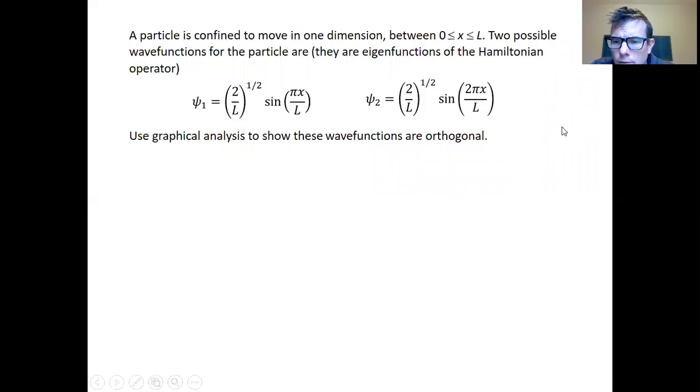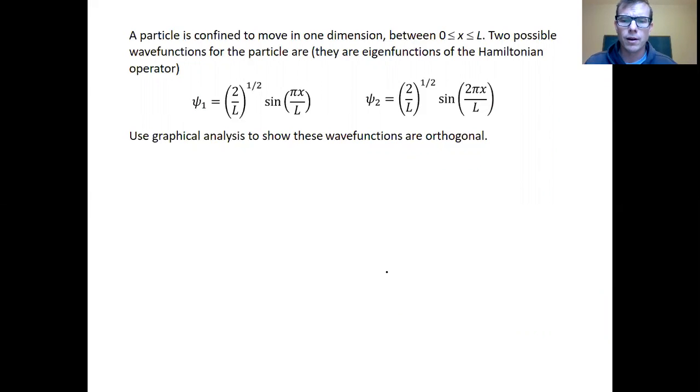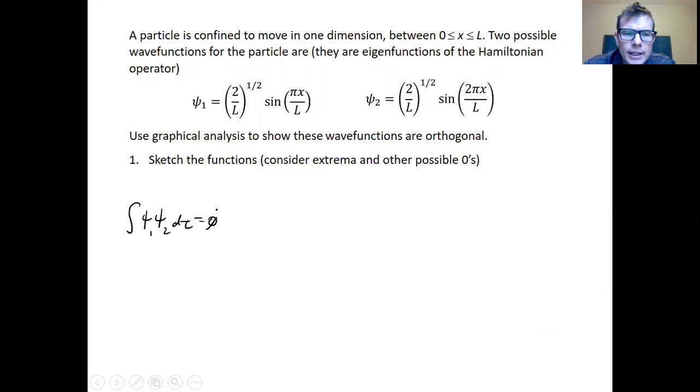Well, remember that orthogonal means that the integral of the product of these two is 0. So if I integrate psi1 psi2 over all space, I should get 0. And I can show this by making graphs. So the first thing you should do is sketch these functions and consider extrema and other possible zeros. So here we go.